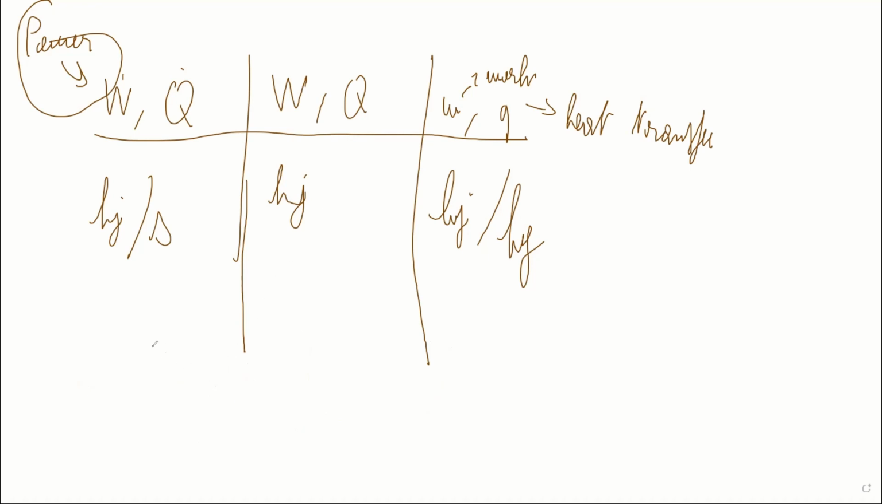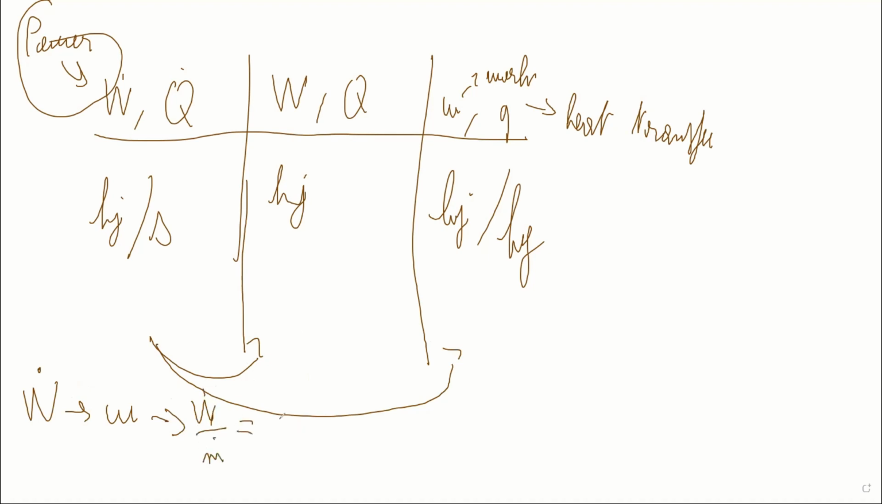Another important thing is how to go from one to another. So to go from W dot to lowercase w, it's going to be W dot divided by mass flow rate. That's going to go from power to specific work.